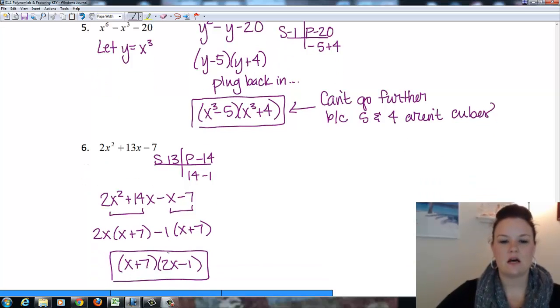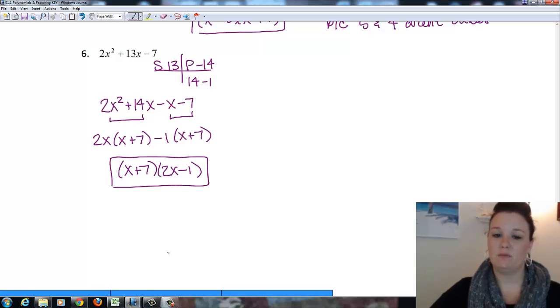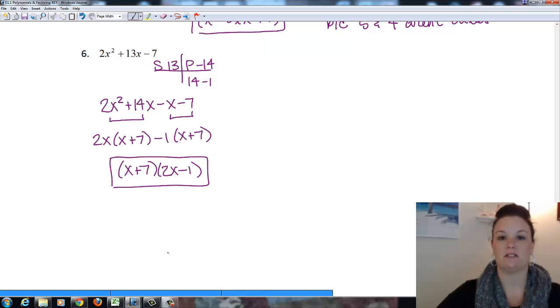Okay. On 6, we don't have a greatest common factor, so we go straight into sum product. We need something that combines to 13 and multiplies to -14, which is 14 and -1. We replace the middle term and group, which should give us x plus 7 and 2x minus 1.